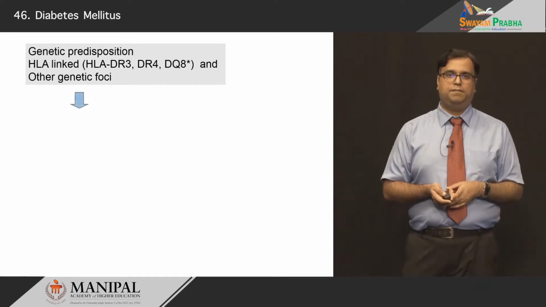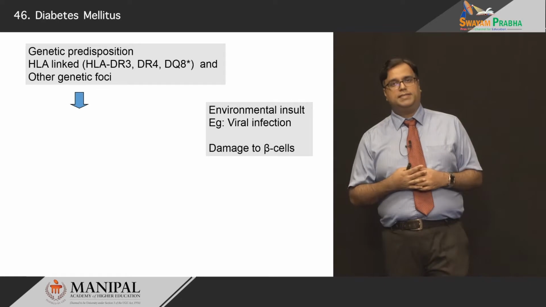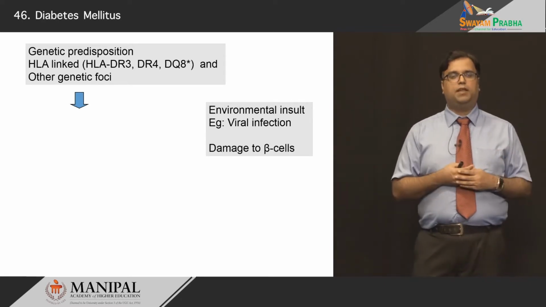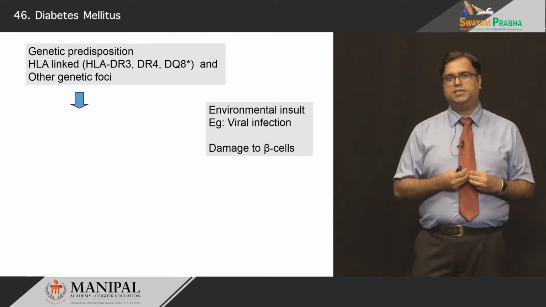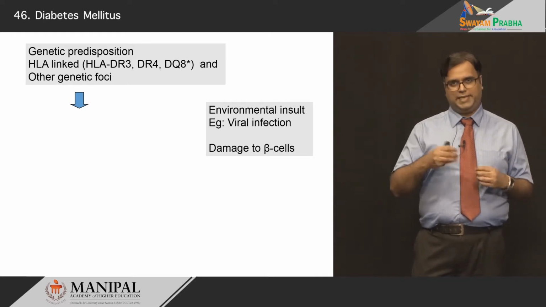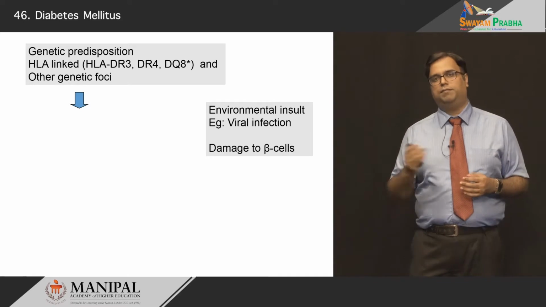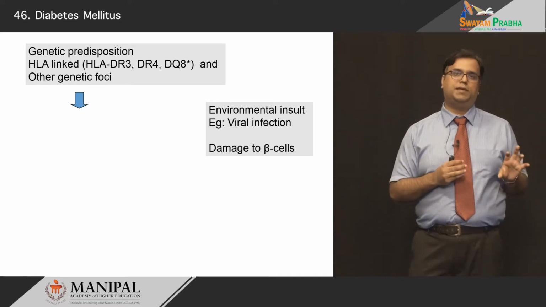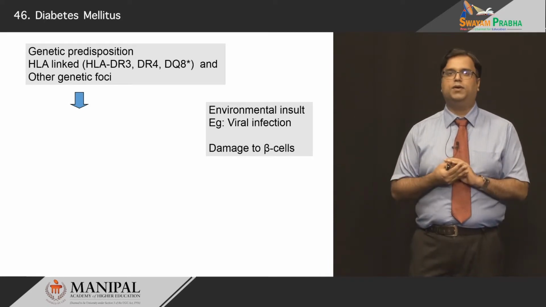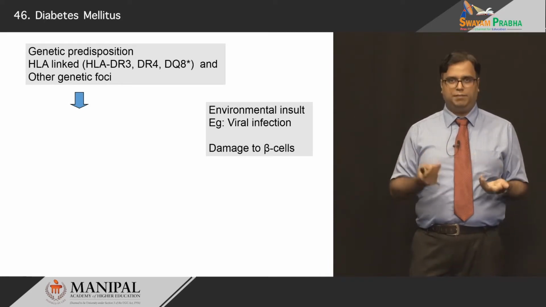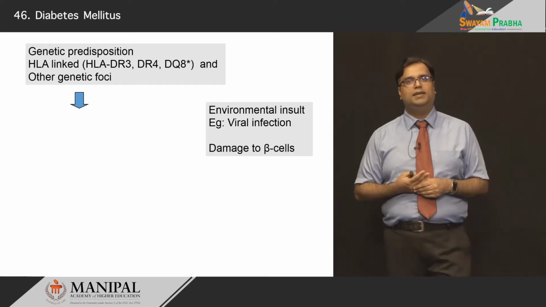Now we have environmental insult, commonly with, let's say, cytomegalovirus. We'll take that context. Now these viruses will bear certain antigens which have very striking resemblance, epitopically speaking, with that of the beta cells. So as the viruses are being attacked by immune cells, your T cells, both CD4 and CD8, will also attack your beta cells, what is called molecular mimicry, if you remember from the chapter on immunity.